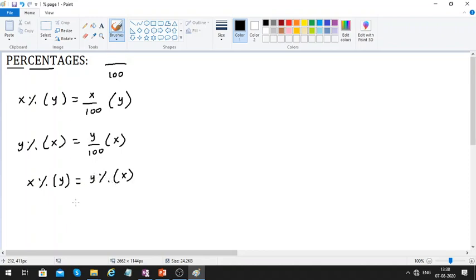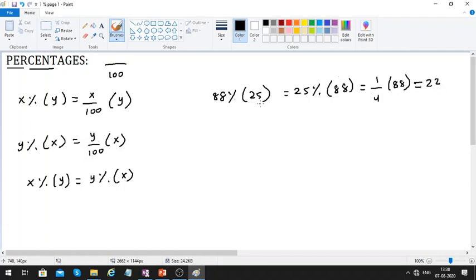Understanding basic properties like this will help you finish calculations in percentage much faster. For example, if you want to calculate 88 percentage of 25, you can take it as 25% of 88, where 25% is a familiar percent for which the equivalent fraction is 1/4. So we can apply 1/4 of 88, which is nothing but 22. So 88% of 25 is the same as 25% of 88, which is 1/4 of 88, which is 22. Understanding 25% as 1/4 helped you calculate it faster, isn't it?